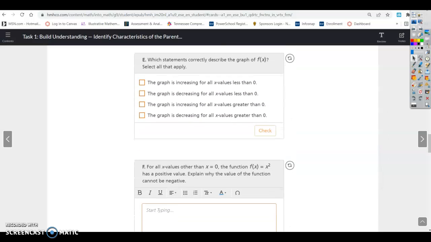All right, which statement correctly describes the graph of f of x? Select all that apply. The graph is increasing for all values less than 0. The graph is decreasing for all values less than 0. The graph is increasing for all values greater than 0. And the graph is decreasing for all values greater than 0.